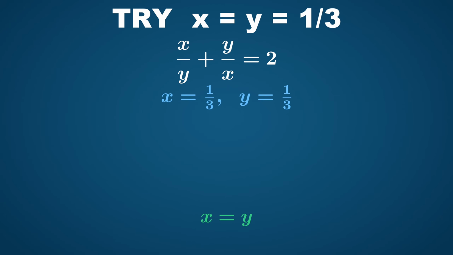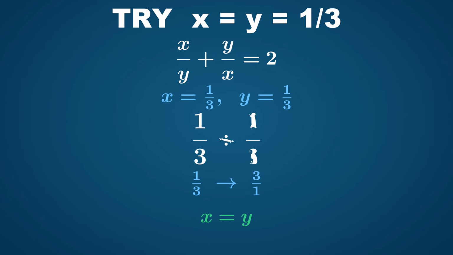We perform one final numerical verification using fractional values. We let the variable y equal the fraction 1/3. Consequently, the variable x must also equal 1/3. We substitute these fractions into the equation. The first term becomes the fraction 1/3 divided by the fraction 1/3.